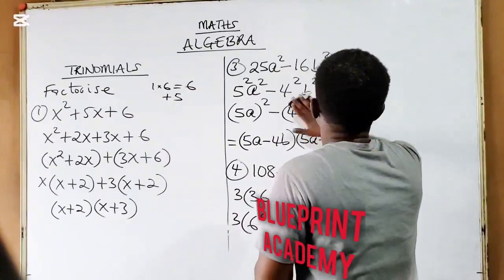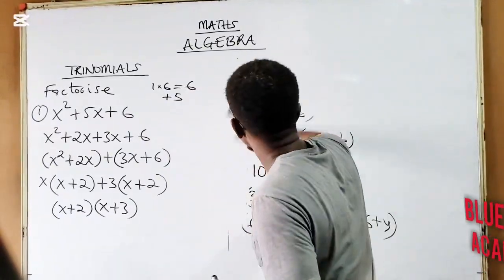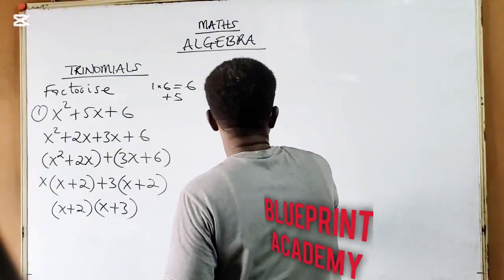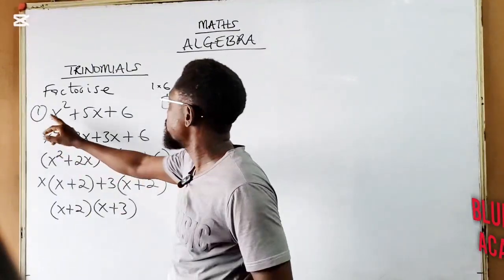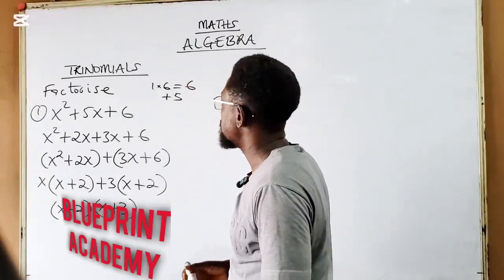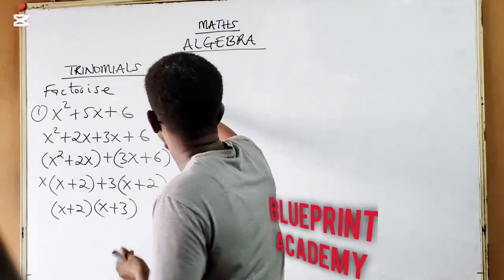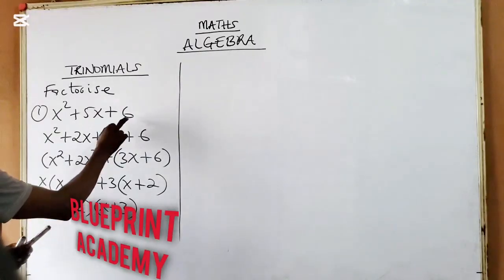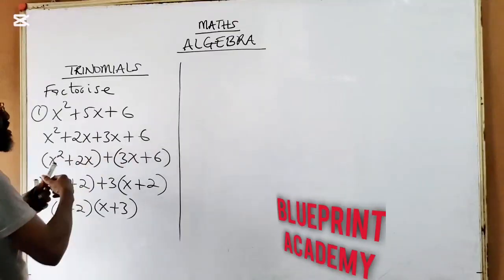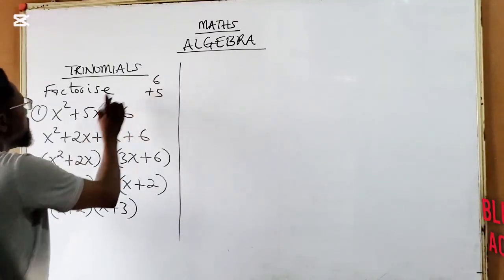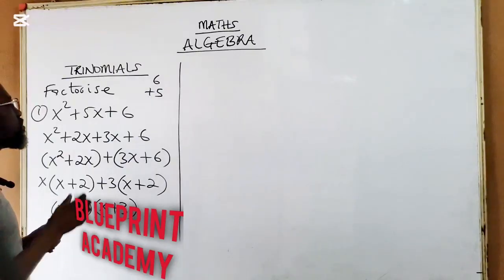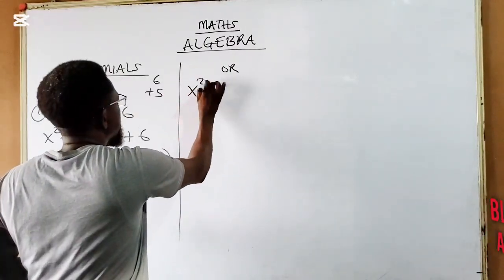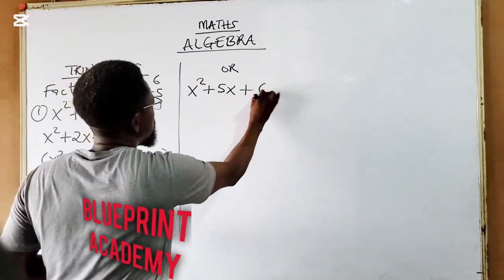But there's another way of doing this one without having to do the grouping. So what I'll do in this case is, since the coefficient of x squared is 1, what I will just do straight away is look for the two numbers that multiply to give 6, in this case 1 times 6 giving 6, and when we add, we get the middle number, which is 5. The two numbers are 2 and 3. Since I know it's 2 and 3, we have x squared plus 5x plus 6.